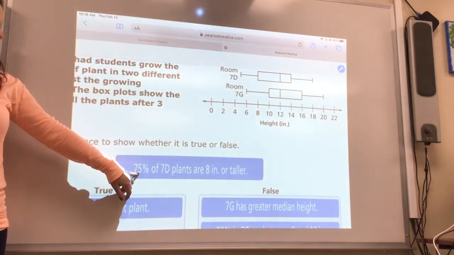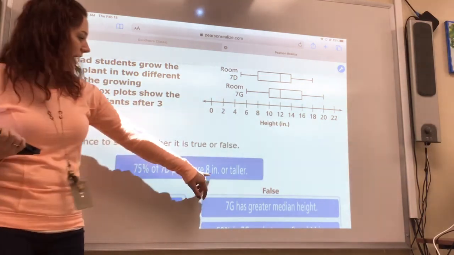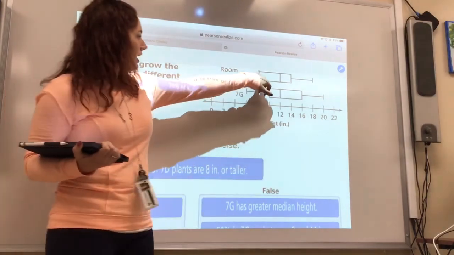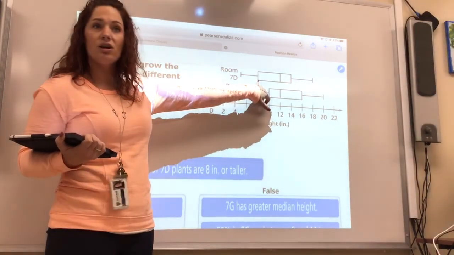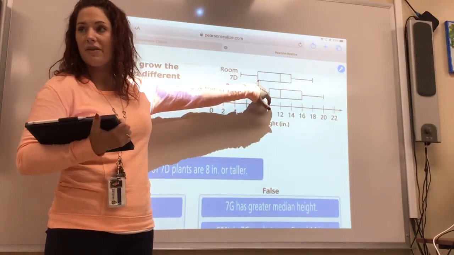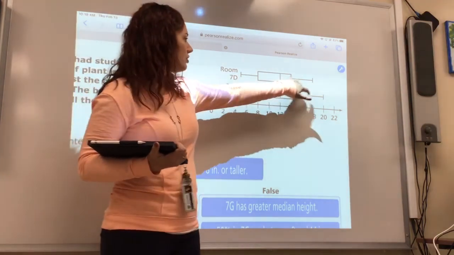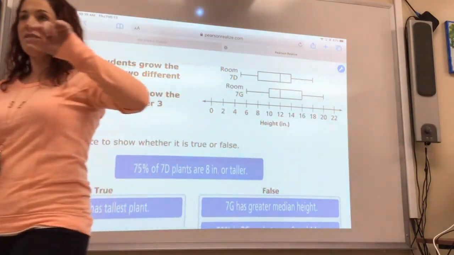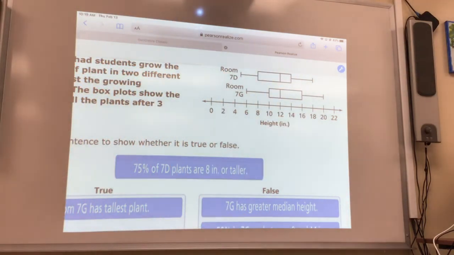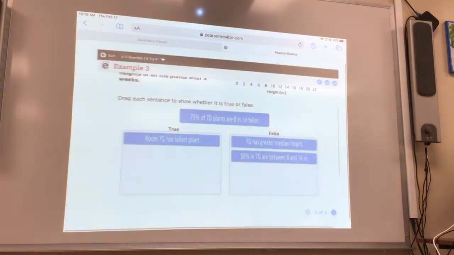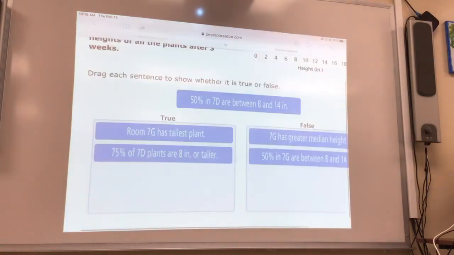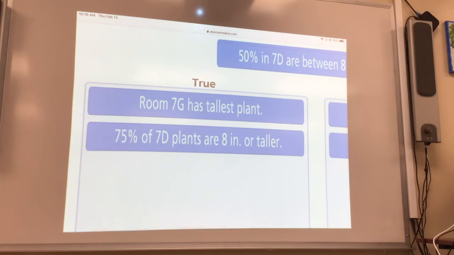So they're saying that 3 groups of 7D are 8 inches or taller. So 8 inches in 7D is here. Do we have 3 groups more than that? Yes. 1, 2, 3. So yes, we have 75% of the data being more than 8. So put that one under your true column.